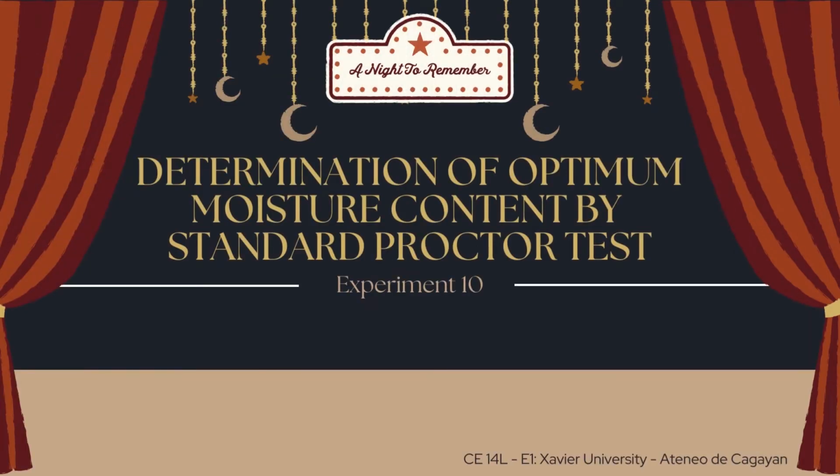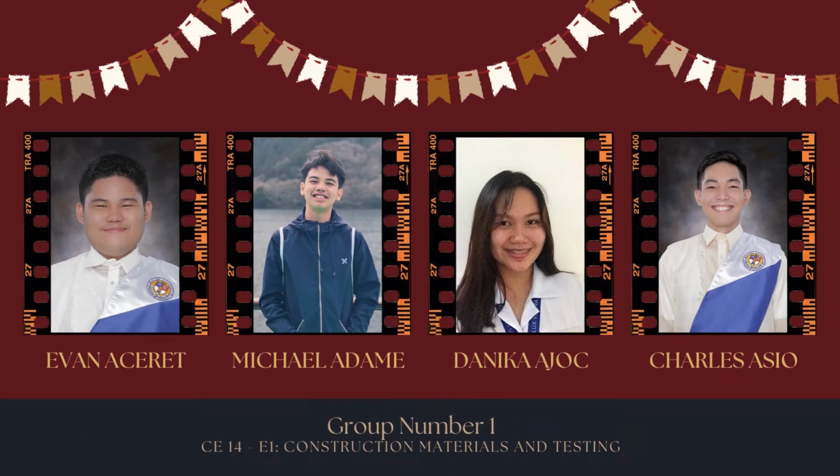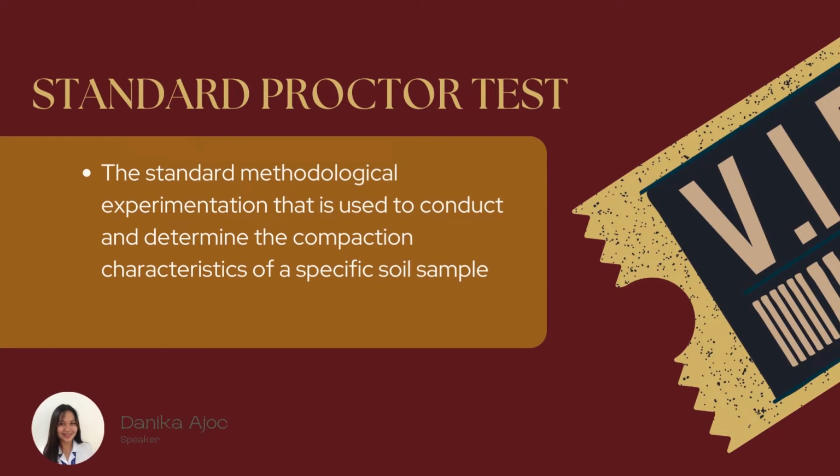Hello everyone! For this video, we will be talking about experiment number 10, entitled Determination of Optimal Moisture Content by Standard Proctor Test. The Standard Proctor Test is one of the standard experimental methods used to determine the compaction characteristics of a specific soil sample, enabling us to attain values and characteristics in accordance with the soil's moisture contents.